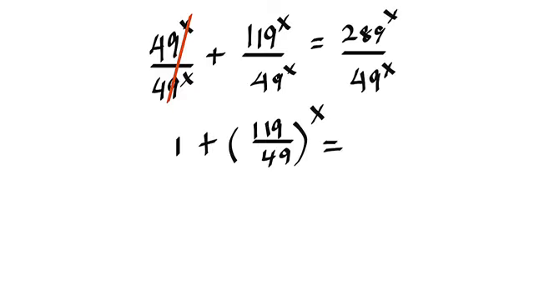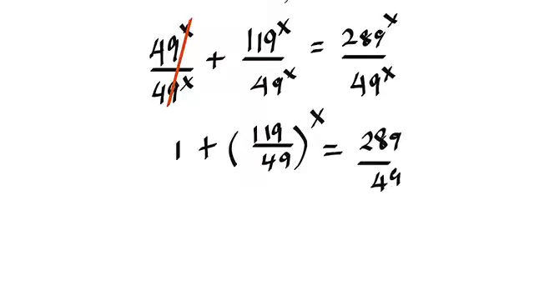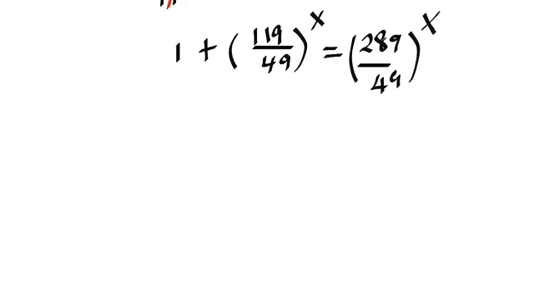will be equals to 289 divided by 49, then all to the power of x. Okay, so we move on. From there, we can split that. We can have 1 plus 119.